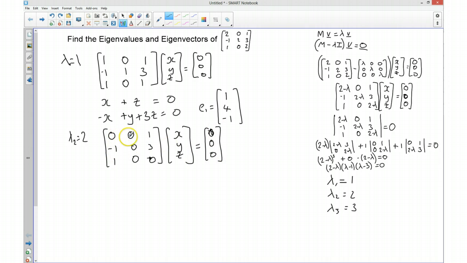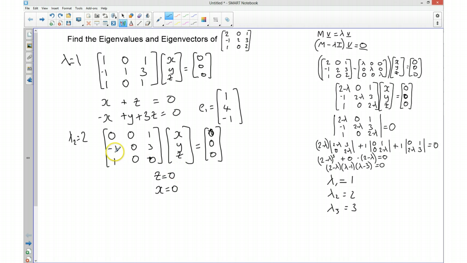Okay, so this time, if we have a look at the top row, I've got 0x plus 0y plus z is equal to 0. So that tells me that z must be equal to 0. I've also got, if we have a look at the bottom row, x plus 0y plus 0z is equal to 0. So that means x must be equal to 0.